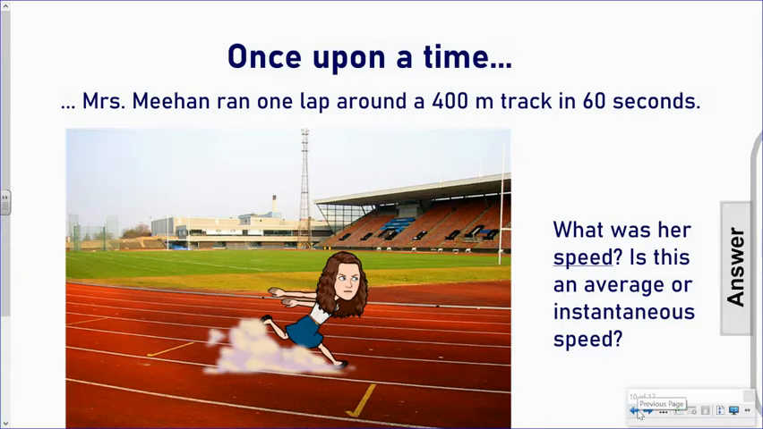So here's a practice problem. Once upon a time, true story, Mrs. Meehan ran, or more like sprinted, 1 lap around a 400-meter track in 60 seconds. Can you calculate my speed in this example? And would this be considered an average or an instantaneous speed? So thinking back to the beginning of the lesson.